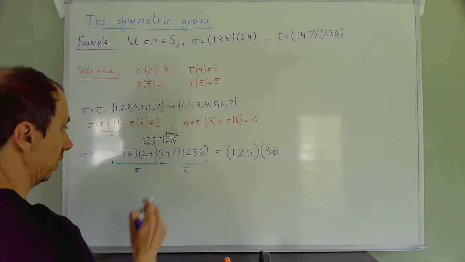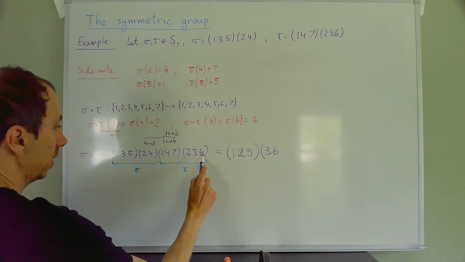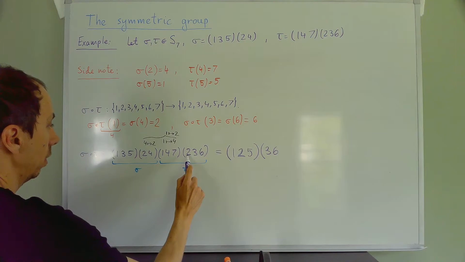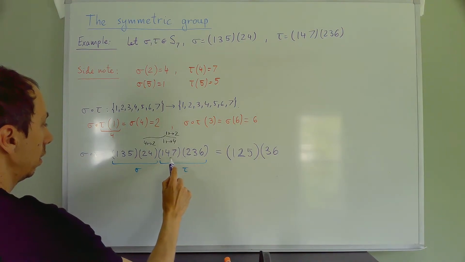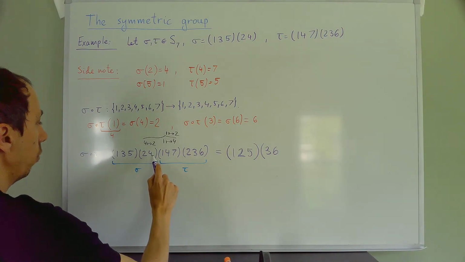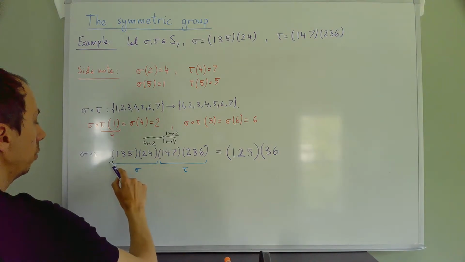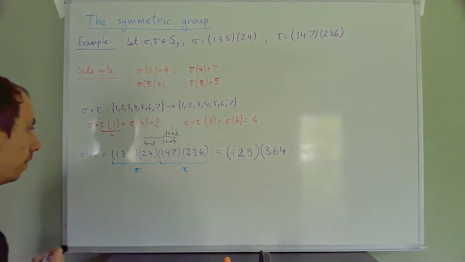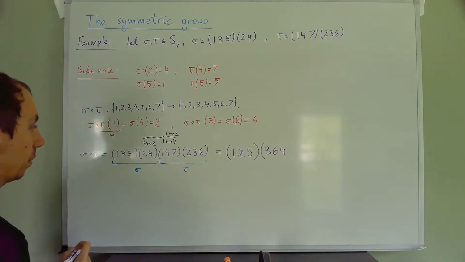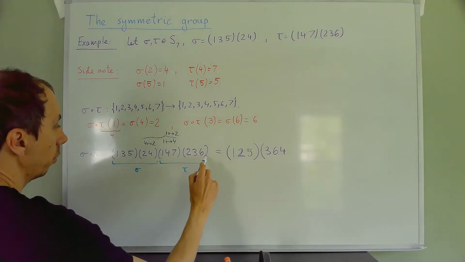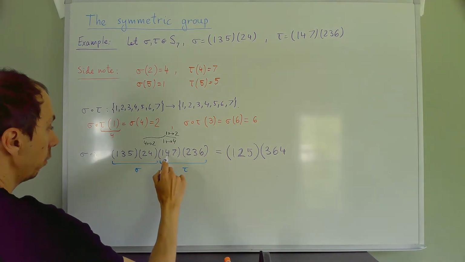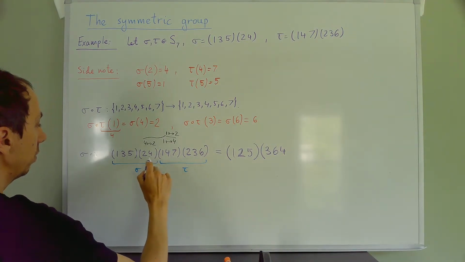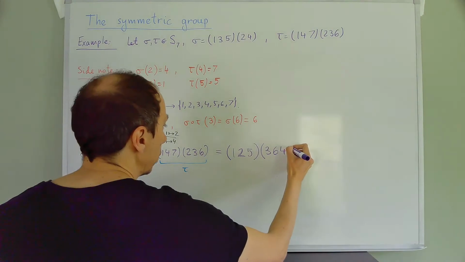Now what happens to 6? From the right, 6 is mapped to 2. I need to look for 2. There it is. 2 is mapped to 4. I need to look for 4. No more 4s. So 6 is mapped to 4. What happens to 4 now? No 4 here, going from the right. No 4 here. 4 is mapped to 7. Looking for 7 now. No more 7s. So 4 is mapped to 7.